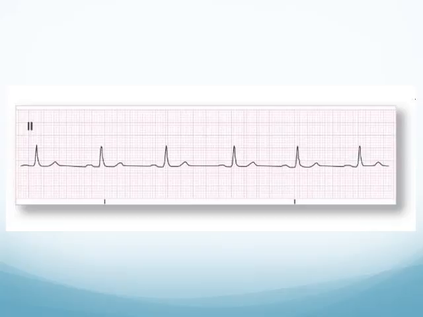Our rate is 60. Our rhythm is regular. It looks like we have a P wave in front of every QRS. The P waves appear to be similar. Our PR interval is within normal limits.